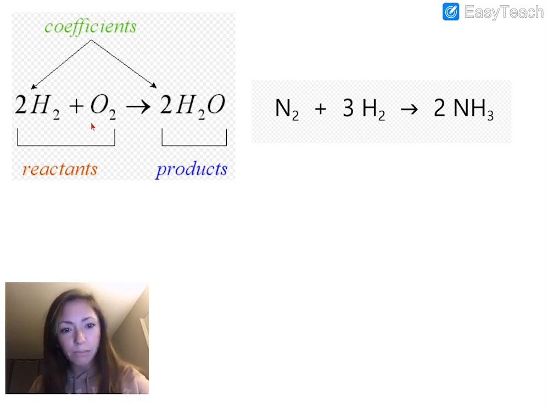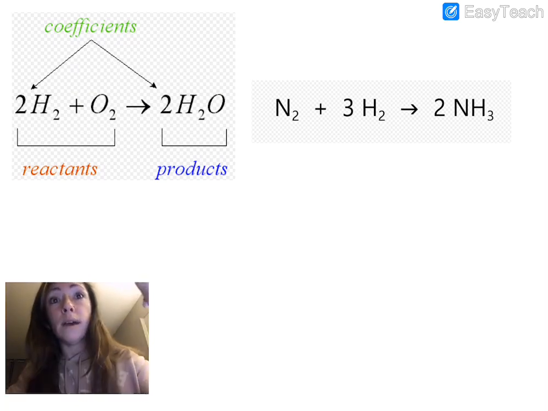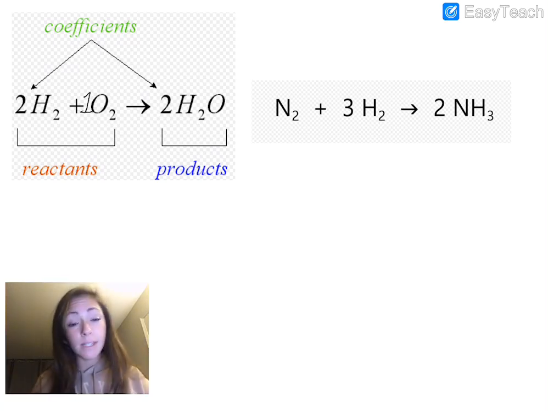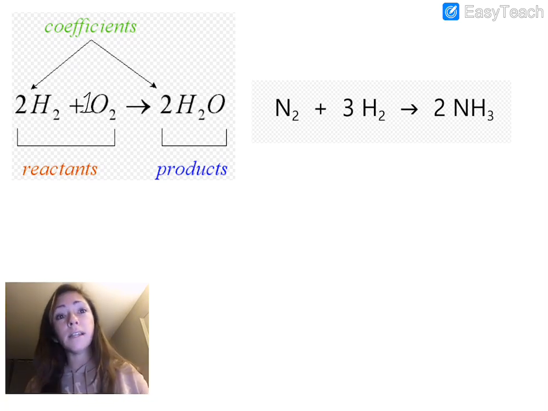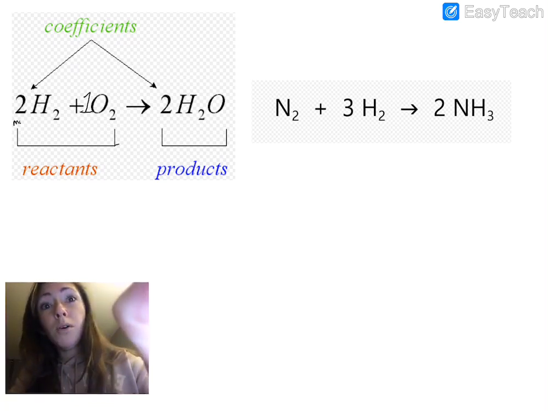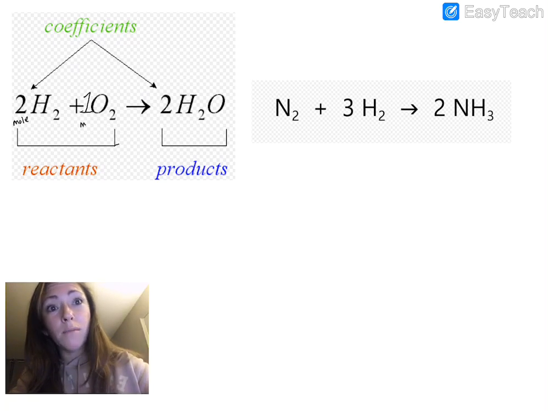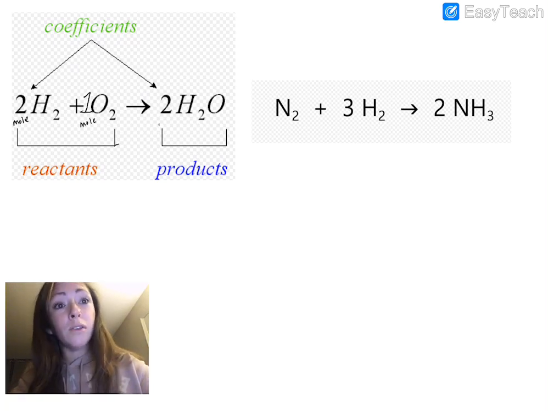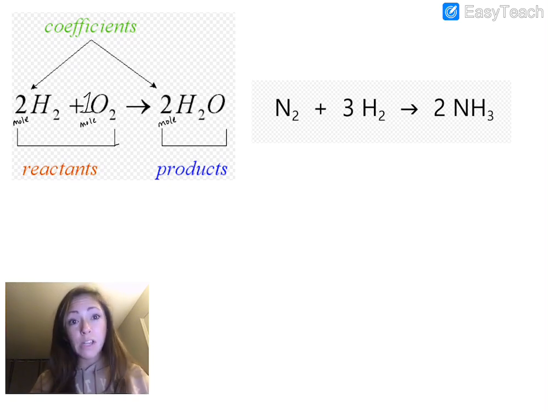Now, see how there's not a 1 right here? It's just like in algebra. You don't need a 1 right here. It's understood, okay? So there is an understood 1, so I'll go ahead and put that there. There is an understood 1 right here in front of the oxygen gas, but it doesn't have to be written. Actually, it's quite weird if you did write it, all right? So what it's telling you is that 2 moles of hydrogen gas for every 1 mole of oxygen gas will give you or create or produce 2 moles of water, okay?